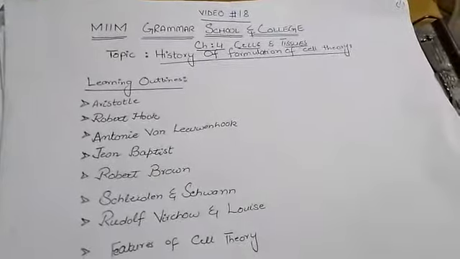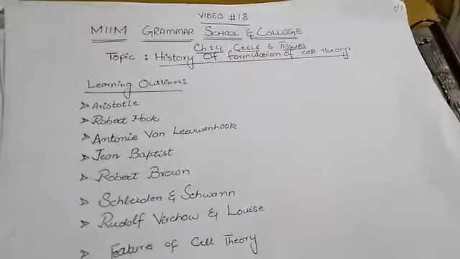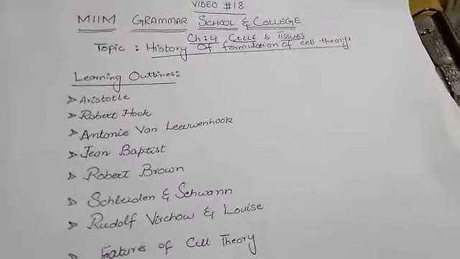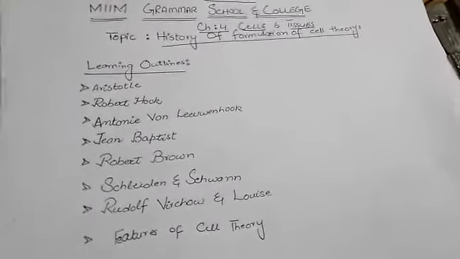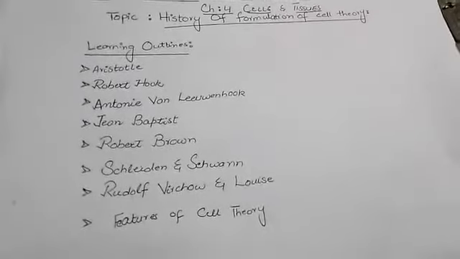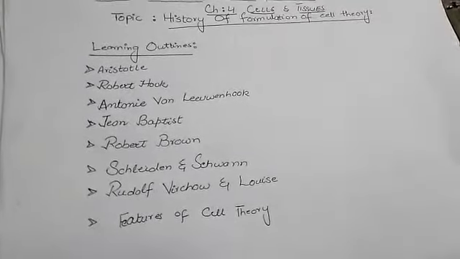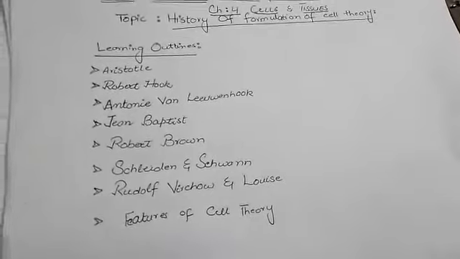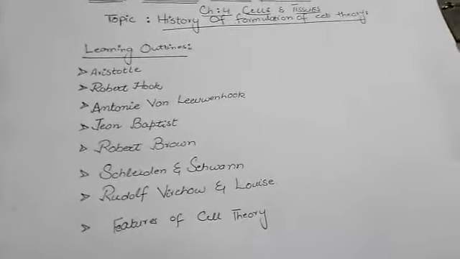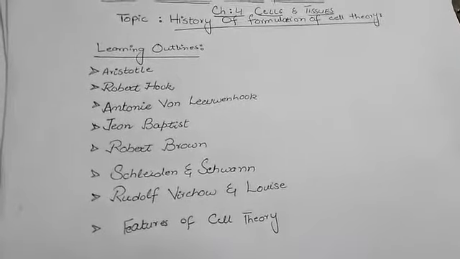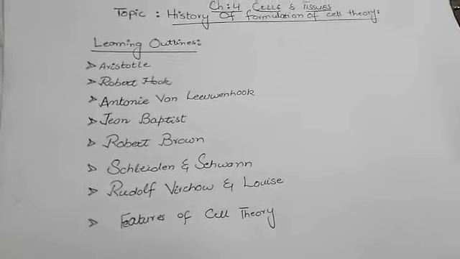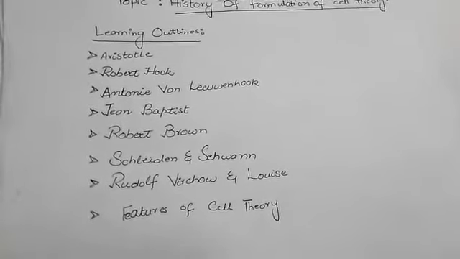I am going to teach you chapter 4, that is cells and tissues. The topic is the history of the formulation of cell theory. Learning outlines include the work of Aristotle, Robert Hooke, Anthony van Leeuwenhoek. Then we have Jean Baptiste, Robert Brown, Schleiden and Schwann, Rudolf Virchow and Louis Pasteur. And finally we have the features of cell theory.